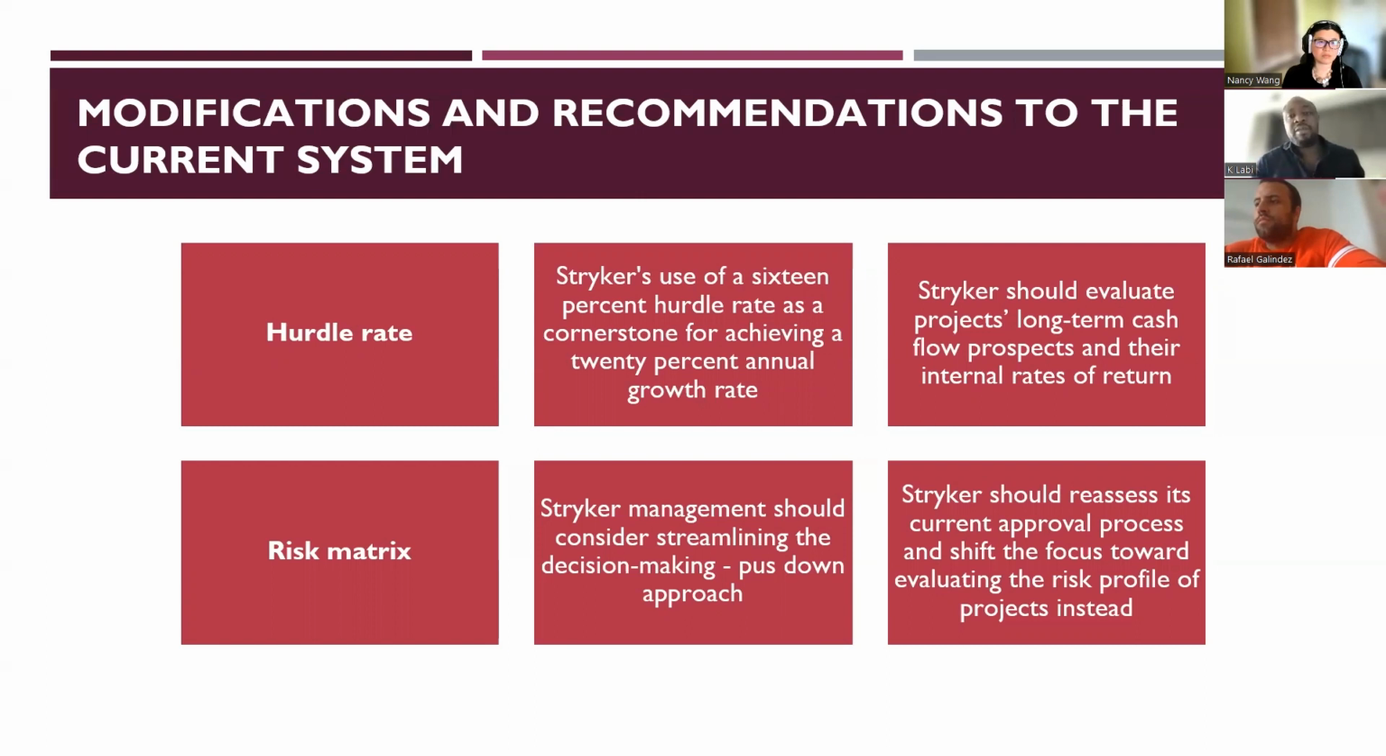By doing that, we might be leaving out projects that will have long-term value, compared to a shorter payoff period, or looking at the weighted cost of capital. So based on this, we recommend that Stryker approach what we call the risk matrix or risk profile in its projects. So this will help management to streamline the decision-making process and push down the decision-making to the lower levels, either at the VP level or capital committee level. Stryker should reassess its current approval process and shift the focus towards elevating the risk profile of projects instead.